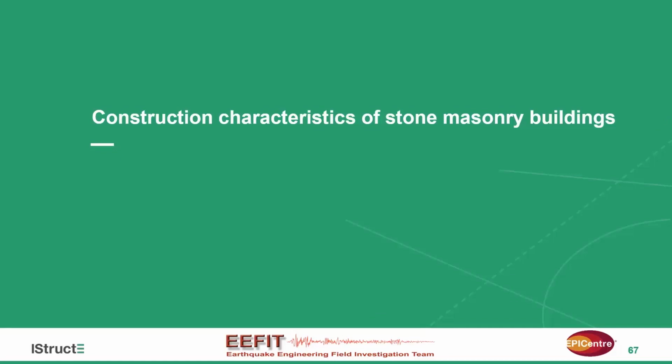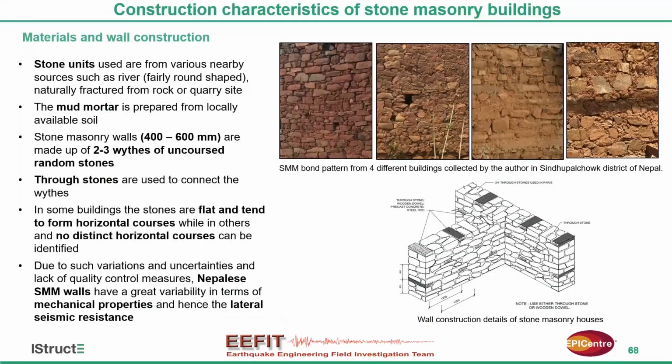Now, I'm focusing on the construction characteristics of stone masonry in mud mortar buildings. Before that, I will zoom into the wall level to show how these walls are constructed and what the materials are. The stone units used are from various nearby sources, for example, from the river, from the quarry site, and so on. And the same is true for the mortar. They will find anything available around and make the mortar out of that. So this means that the quality is not controlled, and the stone varies largely in both shape and size.